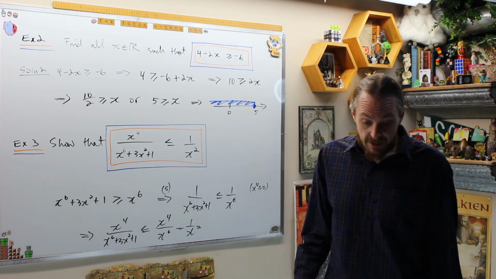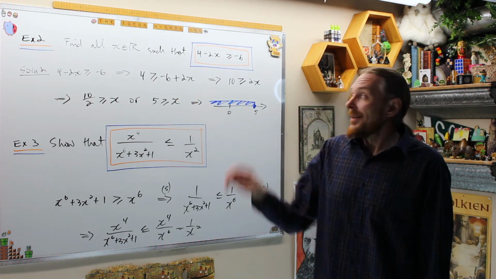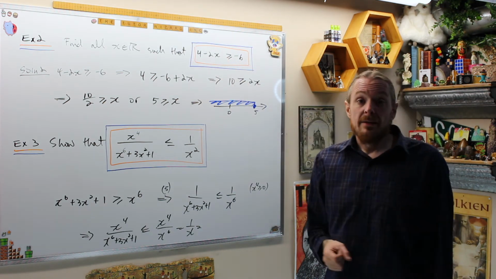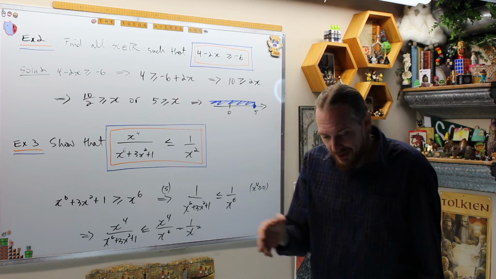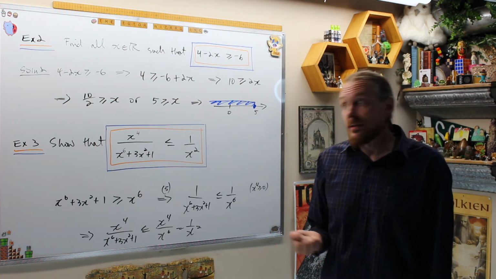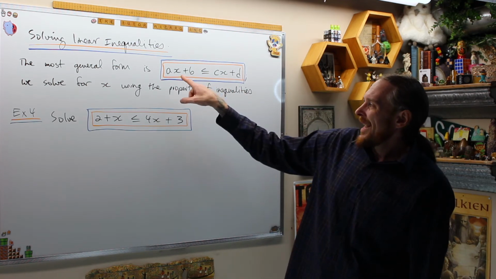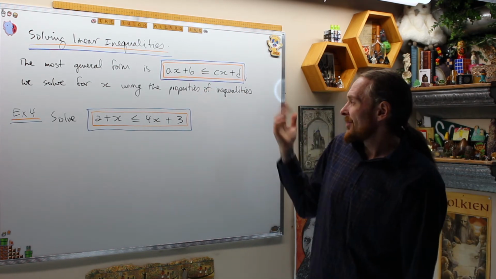All right, so now let's solve. This is actually solving, this is our segue sort of, this is solving a linear inequality for x. Now what we're going to do is solve linear and non-linear inequalities in general. Let's do that. When we're solving linear inequalities, the most general form is going to be ax plus b is less than or equal to cx plus d.